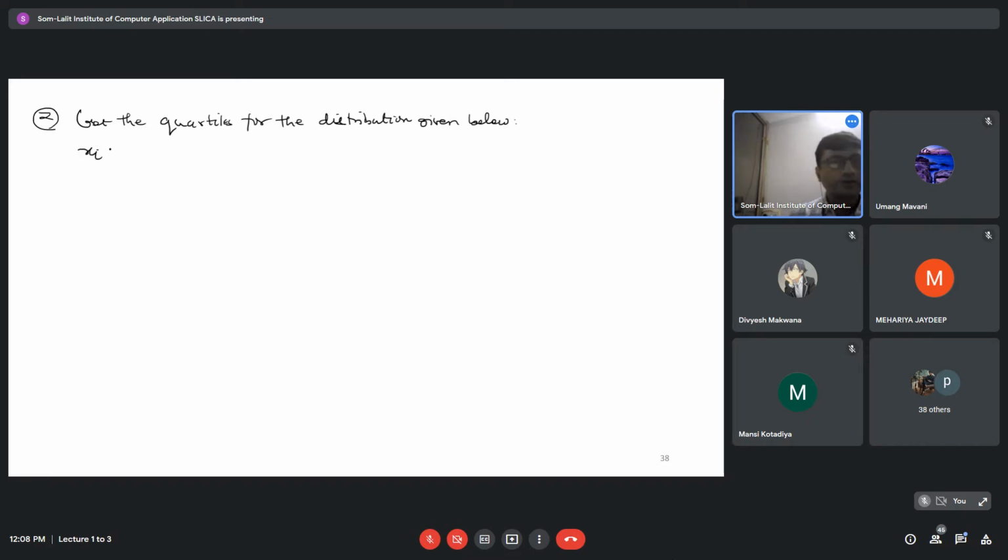We are given discrete data here, that is the single value and frequency. So here the values are 4, 5, 6, 8, 11, 13 and 14. And the fi values are 2, 4, 5, 7, 3, 2 and 1. This is what we are given.